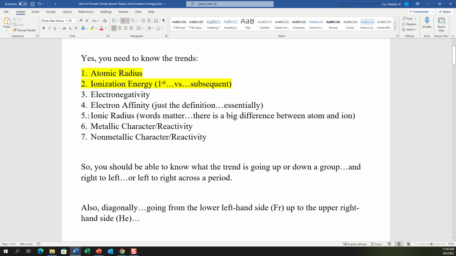But if I'm talking about an ion, then I'm talking about something that has a different number of electrons than protons, and that's going to affect the size of the cloud. All right, so ionic radius isn't the same trend as atomic radius. Okay, and then we'll talk about metallic reactivity and non-metallic reactivity. But this video is going to focus on these two.